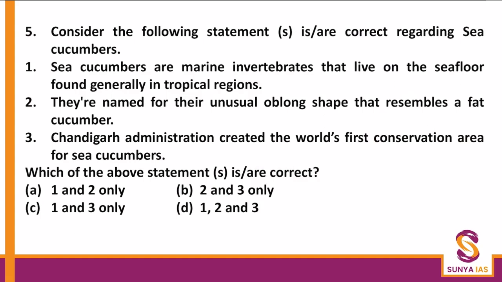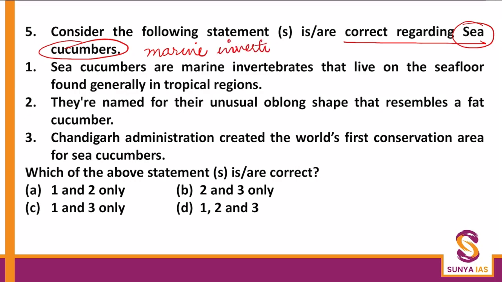Question number 5. Consider the following statements. Which of the above are correct regarding sea cucumbers? Sea cucumbers, class, are marine invertebrates. And their shape looks like cucumbers. Therefore, they are called sea cucumbers. They live basically on the sea floor because they are invertebrates.